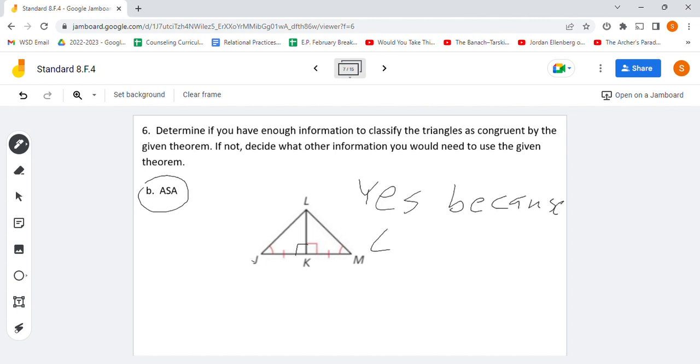angle JKL equals 90 degrees. We should put the measure of angle JKL right there, equals 90 degrees.